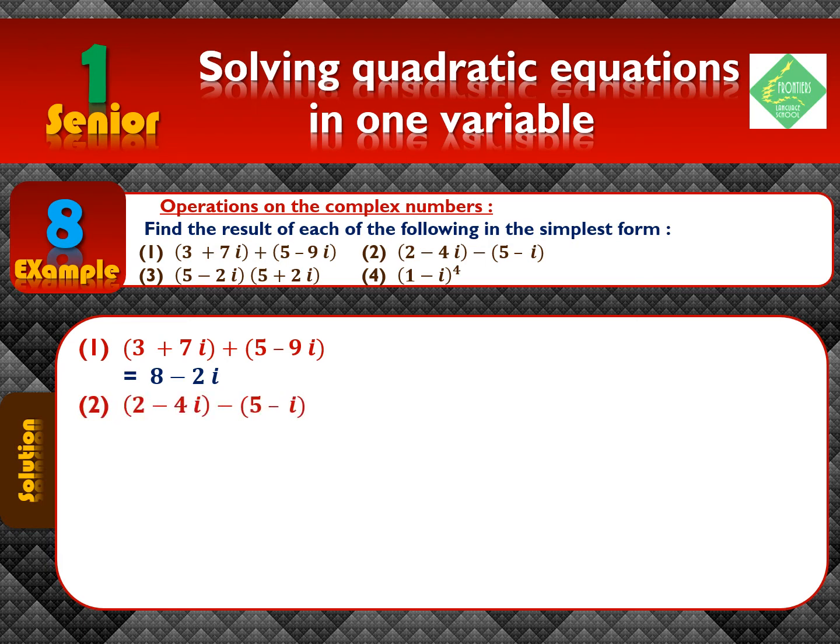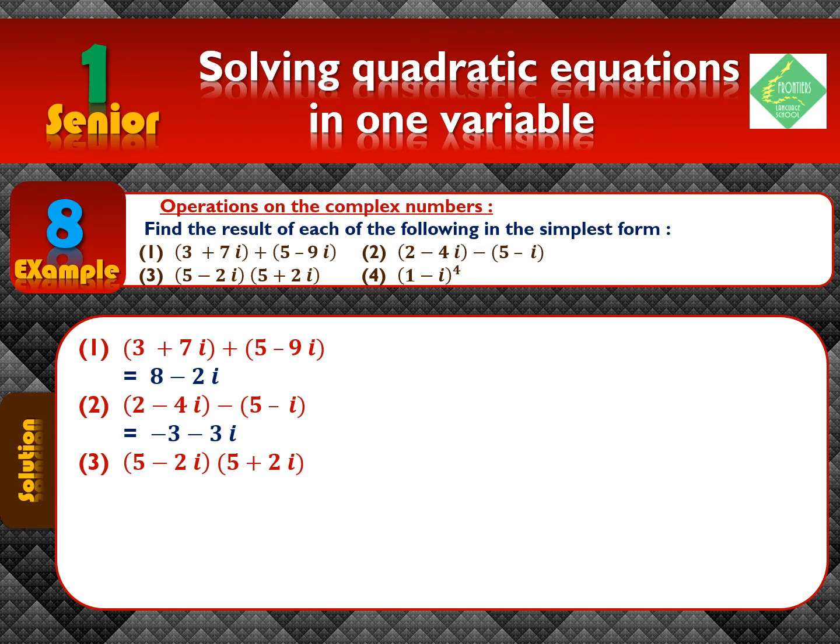What about number 2? 2 minus 4i minus 5 minus i. Remember, the negative will go to the 5 and will go to the i. Will it change the negative sign to positive? 2 minus 5, real with real, I get negative 3. And the negative 4i, the negative will become positive, I get negative 3i.